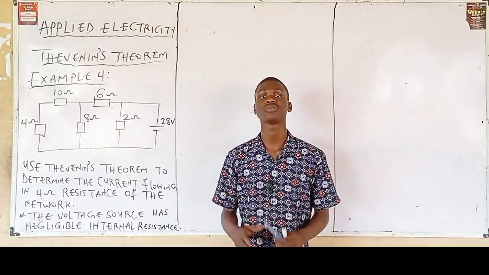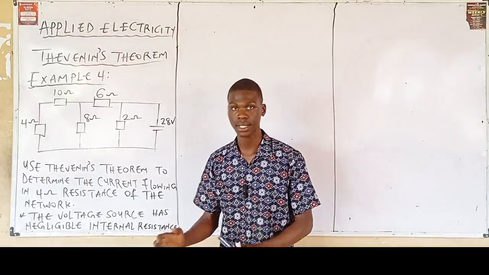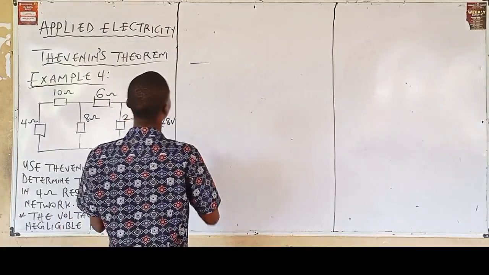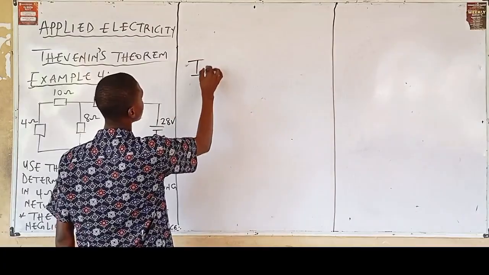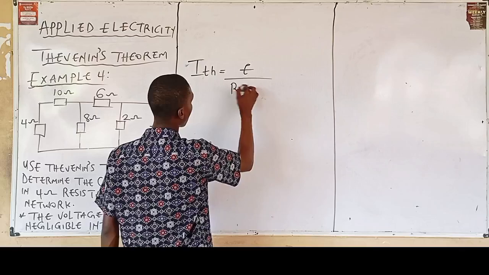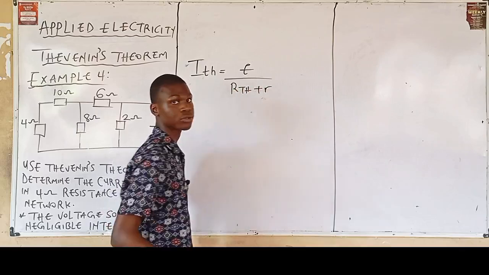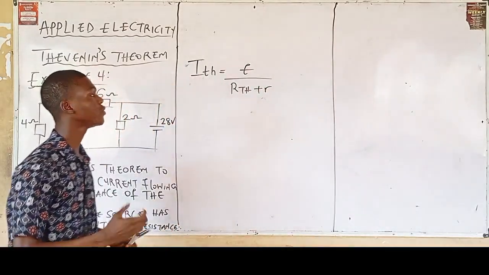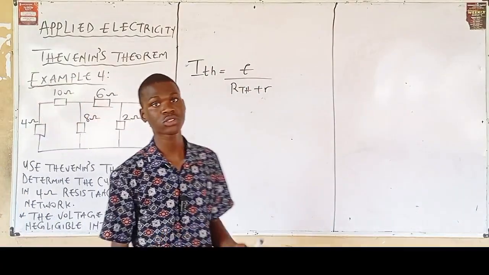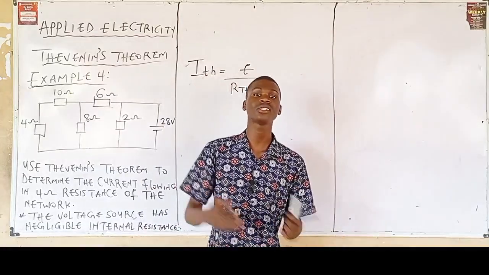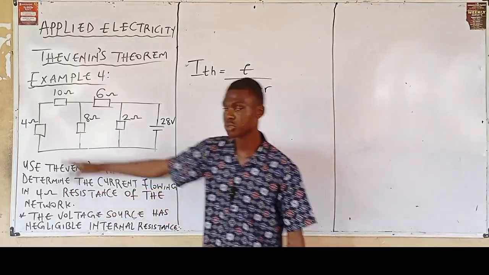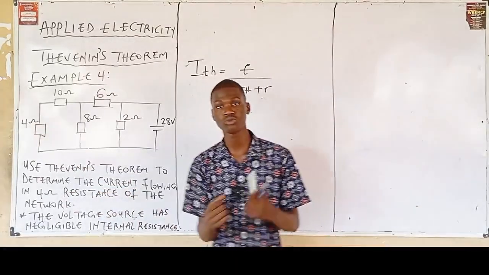We said when it comes to Thevenin's theorem, mathematically, I Thevenin is given as E divided by RTH plus R, where E is the voltage source of the load resistor, right? When we say load resistor, it simply means the resistor you are calculating the current for. In this case, the question says determine the current flowing through the 4-ohm resistor. The 4-ohm resistor becomes what? The load resistor.